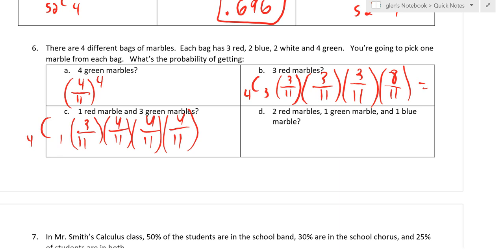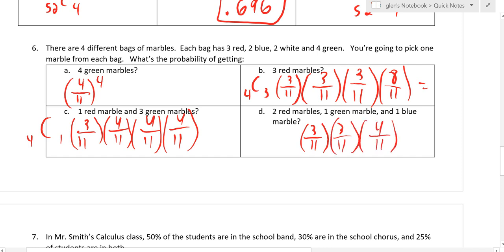Yeah, so 2 red marbles is 3 out of 11, and then a green is 4 out of 11. And how many blues are there? 2. So you're choosing 2 to be red. And out of the 2 that are left, you're choosing 1. Okay? All right.